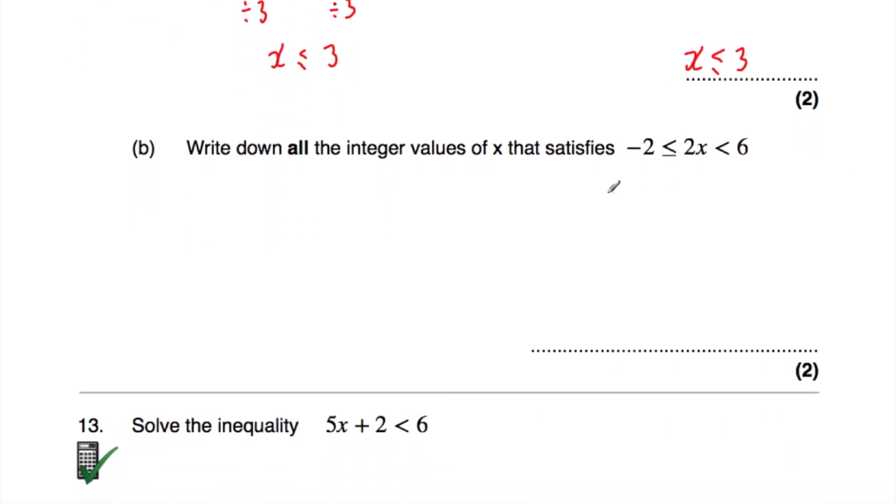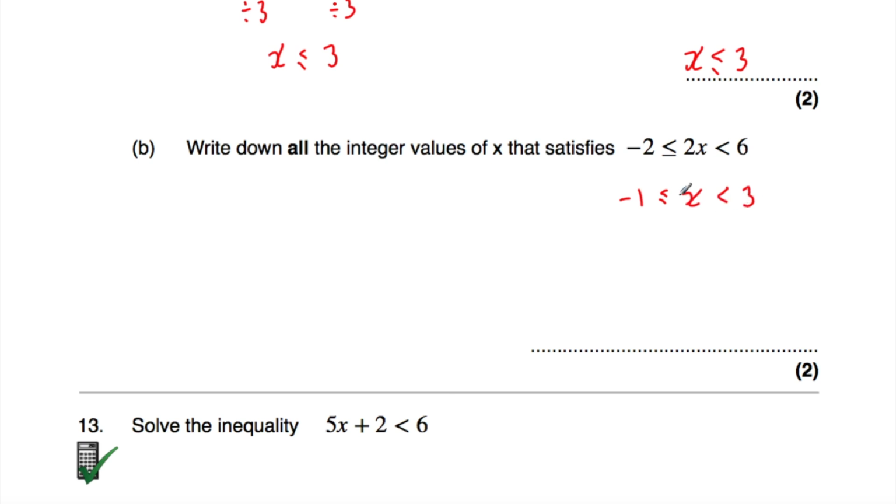So part B says write down all the integer values of x that satisfy -2 is less than or equal to 2x, which is less than 6. Okay, so let's have a look at this inequality. Now, interestingly, we've got here 2x. We want to find all the integer values of x, so let's divide through by 2. So let's divide everything by 2 here. So -2 divided by 2 is -1, and it's going to be less than or equal to, and 2x divided by 2 would just be x, and then that would be less than, and 6 divided by 2 is equal to 3.